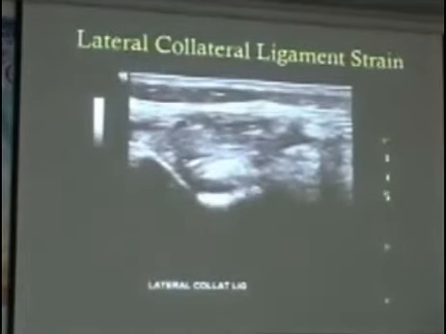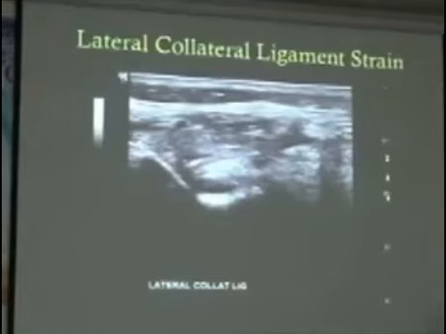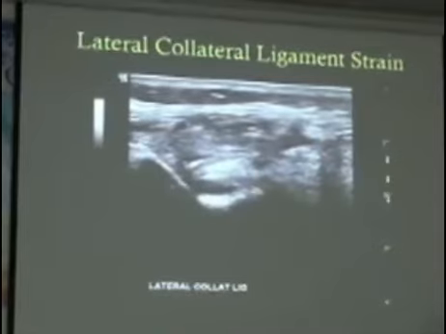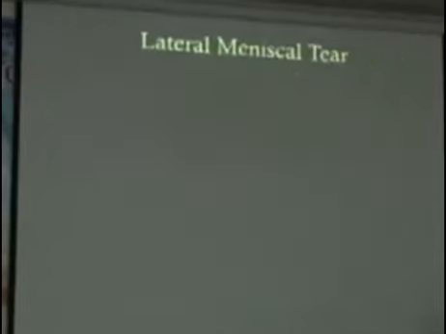So you can see here this is a strain or an injury to the proximal aspect of the lateral collateral ligament. So this is the proximal insertion, and you can see that it's quite thickened, it's heterogeneous, and it's lost that normal fibular pattern that you'd expect to see in a normal tendon.